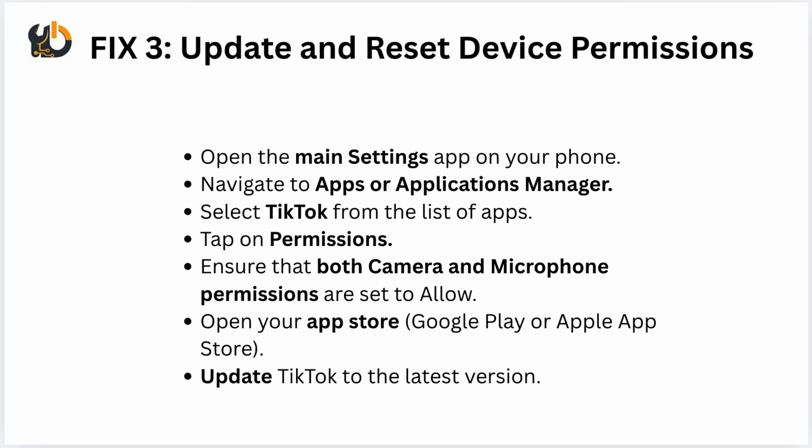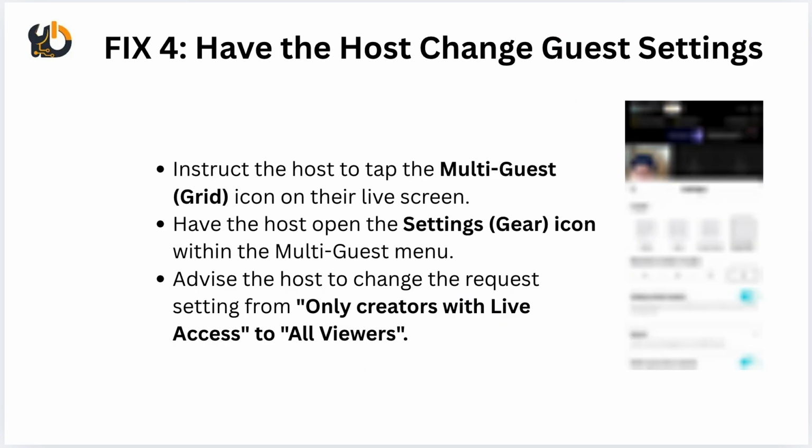Third fix is update and reset device permissions. Open the main settings app on your phone, then navigate to apps or application manager. Then select TikTok from the list of apps. Tap on permissions, then ensure that both camera and microphone permissions are set to allow. Open your app store, then update TikTok to the latest version.